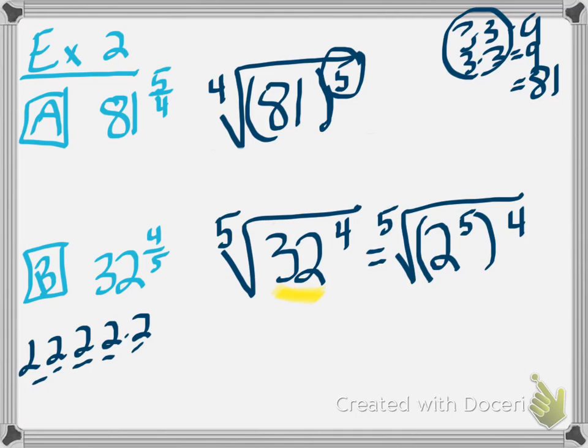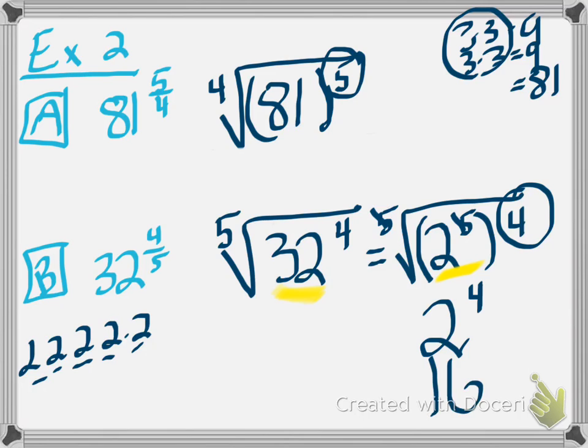All I did was rewrite this 32 as 2 to the 5th. I haven't actually changed the value at all. I just rewrote it. So now the 5th root of 2 to the 5th, those still cancel out, and now I'm left with 2. But this 4 doesn't go away. It's still there. So what's 2 to the 4th? 2 times 2 is 4, times 2 is 8, times 2 is 16. The answer is 16. So 32 to the 4/5 is 16.